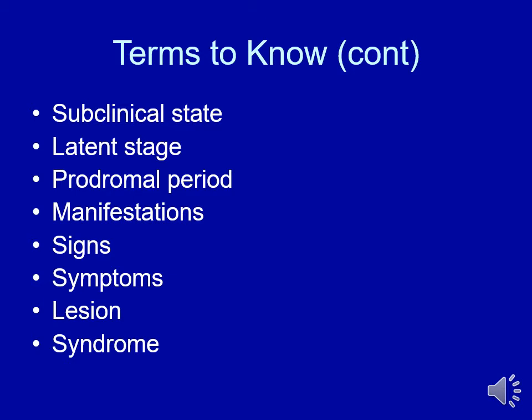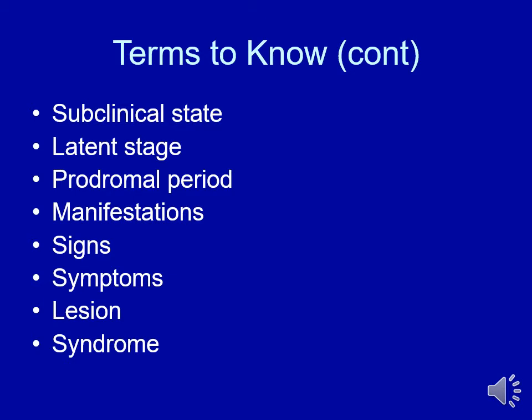Now, the prodromal period is a time of early development of the disease. You're aware that something's going on, but the signs are not specific yet. Like you might feel fatigued or have loss of appetite or a headache, but really can't pinpoint what's going on. You just don't feel right.